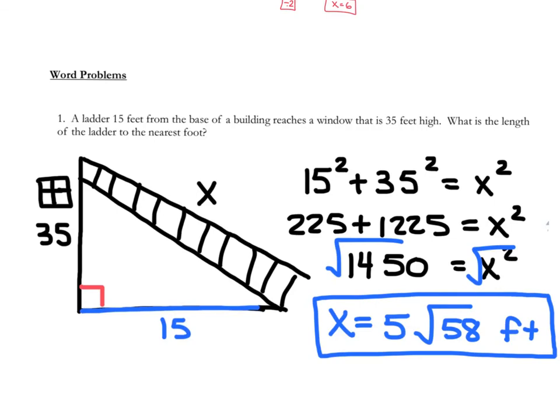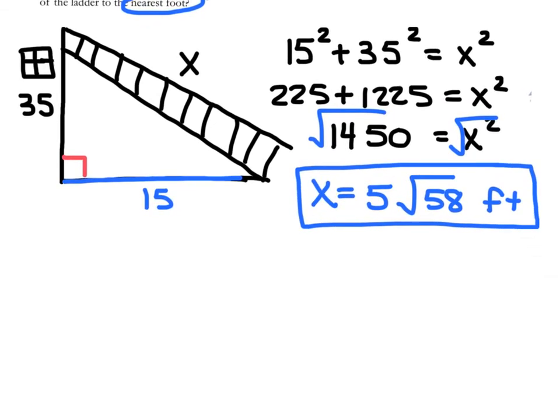Now, something to keep in mind is this says to the nearest foot. So that means that in a lot of the word problems, they actually want you to get a decimal answer. So how do I get a decimal answer? You're literally going to type in your calculator 5 times the square root of 58. So 5 times the square root of 58 is 38.08. And it says to the nearest foot, which means we just want to round to the whole number. So 38 feet.